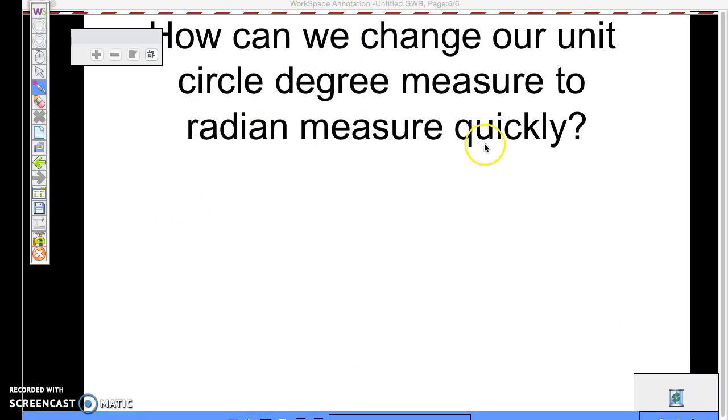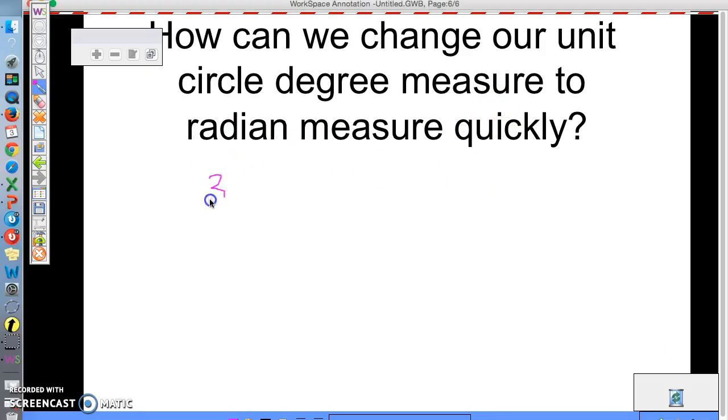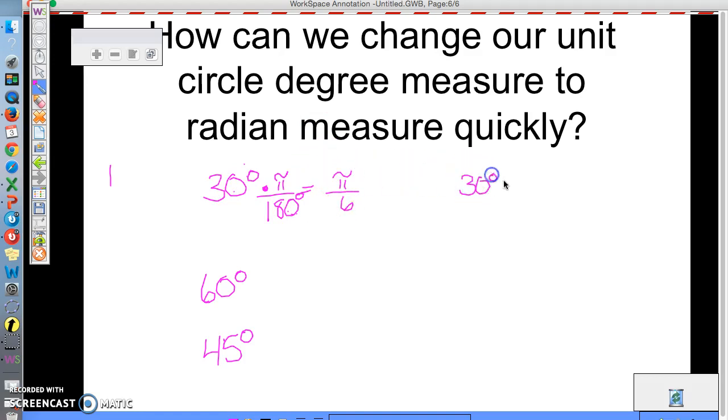So how can we change things quickly? Well, we know our important measurements on the triangle are our 30, 60 and 45 degree triangles. So what is 30 degrees equal to? Well, that is 30 times pi over 180, because we want it in radians, so our degrees are gone here. So 30 over 180, well, that's pi over 6. So 30 degrees is equal to pi over 6.